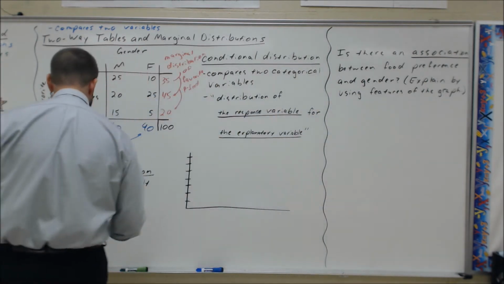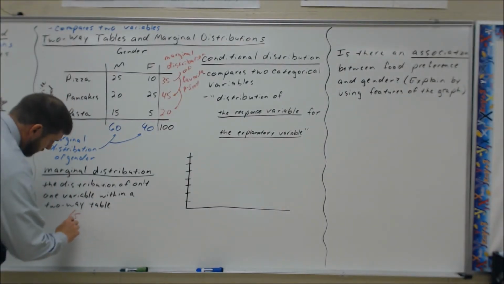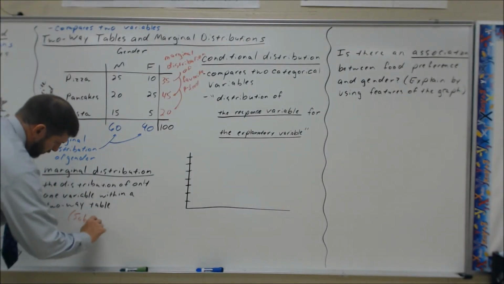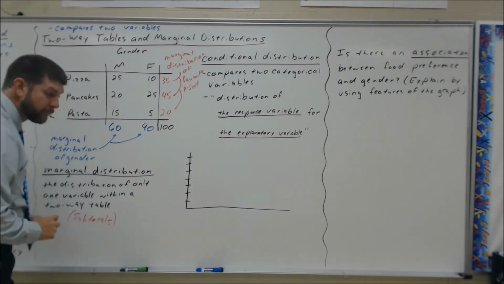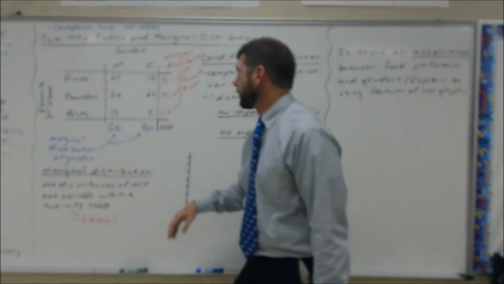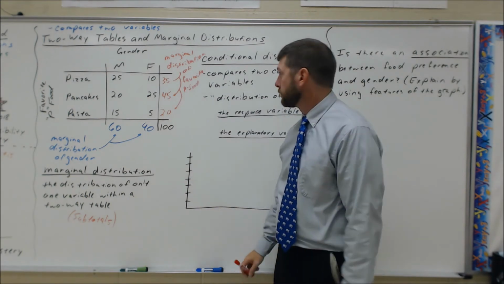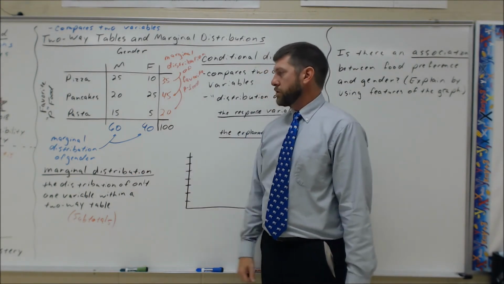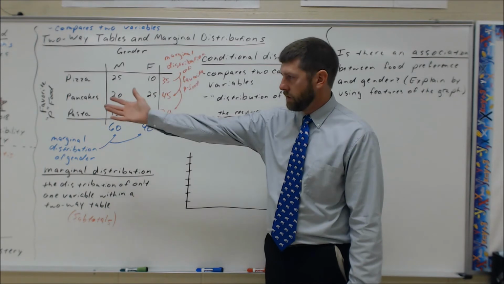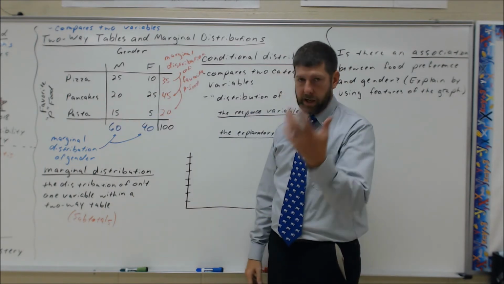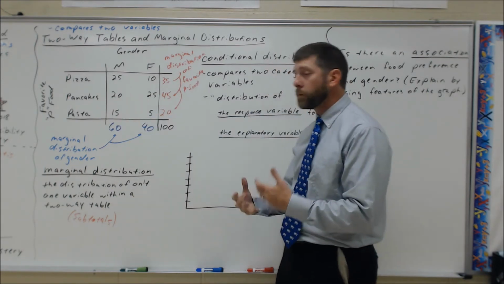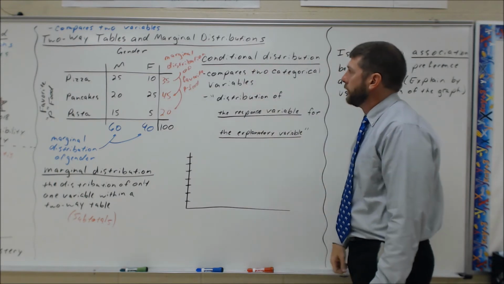I like to think of marginal distribution as subtotals. What were my subtotals for my genders? What were my subtotals for my pizza? It's the stuff on the outside of the table. All right, so that's marginal distribution. Well, that's no different than what we had before, just looking at one variable. The more interesting thing is when we compare the two variables.